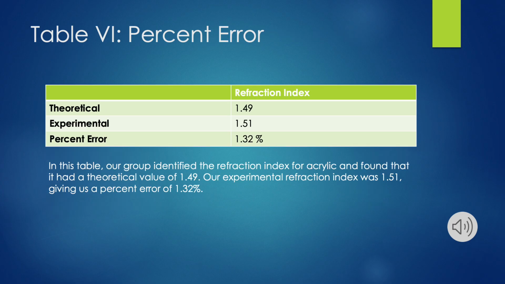Table 6, percent error. In this table, our group identified the refraction index for acrylic and found that it had a theoretical value of 1.49. Our experimental refraction index was 1.51, giving us a percent error of 1.32%.